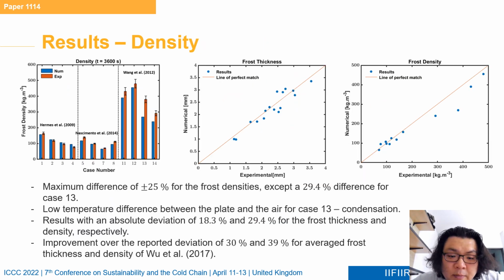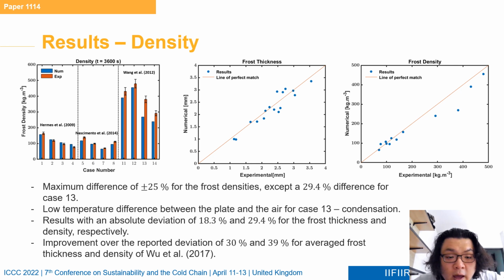For the frost density, a maximum difference of ±25% was observed for all cases, except for case number 13 against the validation of Wang et al., with a maximum difference of 29.4%. This higher maximum difference was suspected to be caused by the low temperature difference between the plate and the humid air. Therefore, a different phase change, such as condensation, might occur and interfere with the current model, as the current model only accounts for desublimation as the phase change within the simulation.